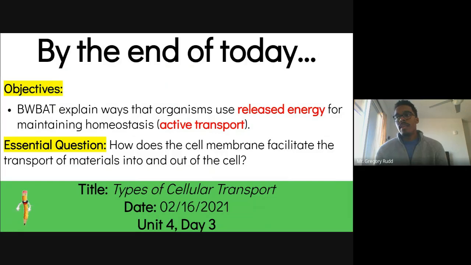Yesterday, we talked about homeostasis. We defined it as maintaining an internal balance, a stable internal balance. Homeo is a prefix that means same, and then stasis means stable. So you want the inside of a body, the inside of a cell, to be stable, to maintain levels of temperature, pH, sugar, water, pressure.